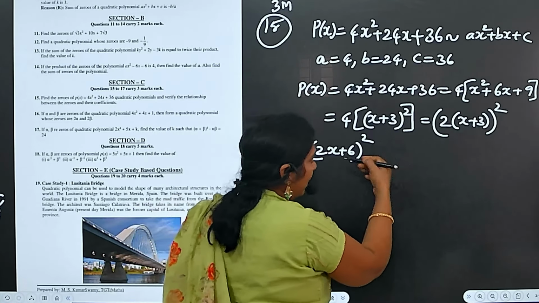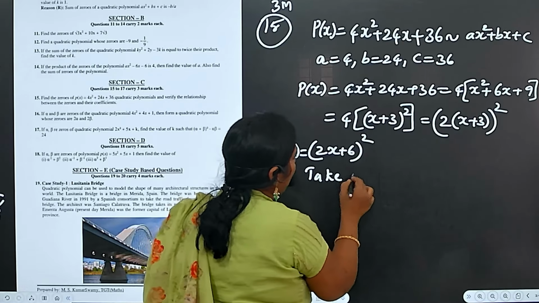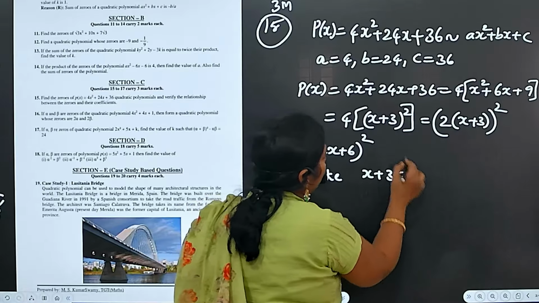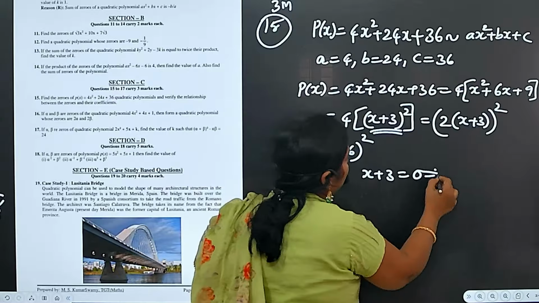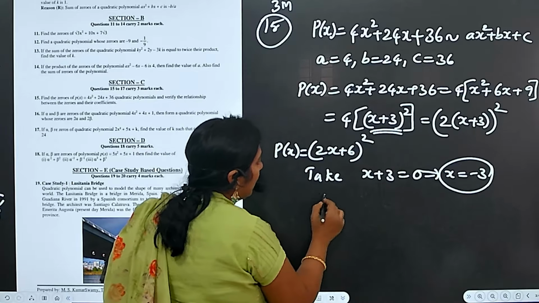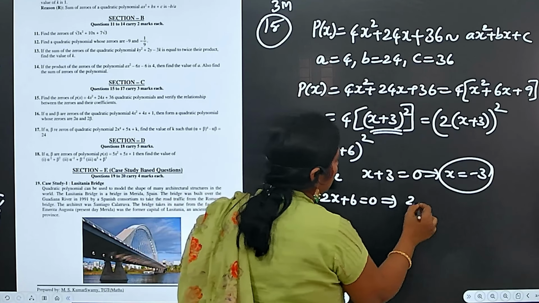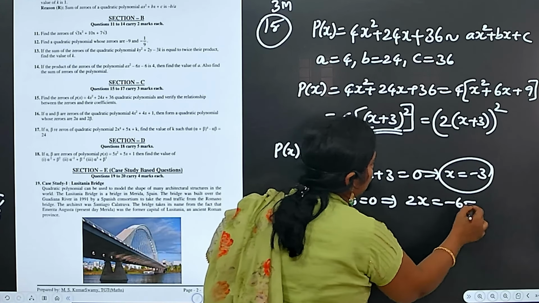Either way, it is the same. We'll take x plus 3 is equal to 0, from this x equal to minus 3. Otherwise, 2x plus 6 equal to 0, from this 2x equal to minus 6, x equal to minus 3.